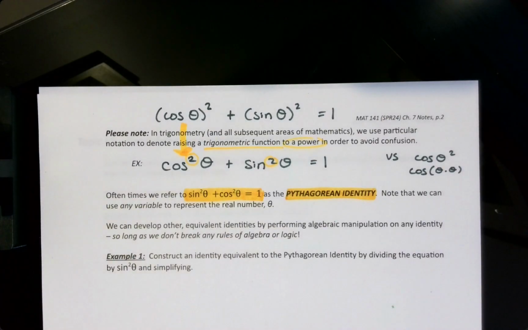And note that we can use any variable to represent the real number theta. It doesn't have to be theta. It could be sine squared x plus cosine squared x equals 1. Any variable can be in place of that angle there.